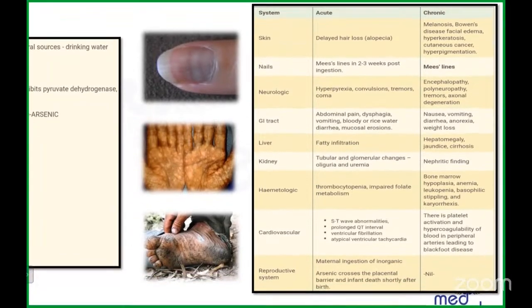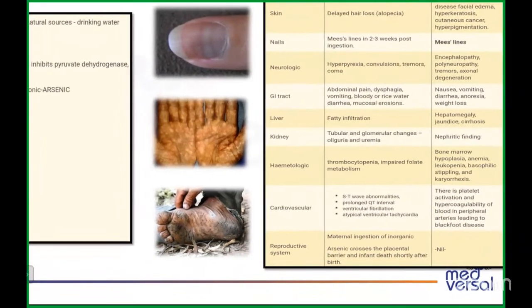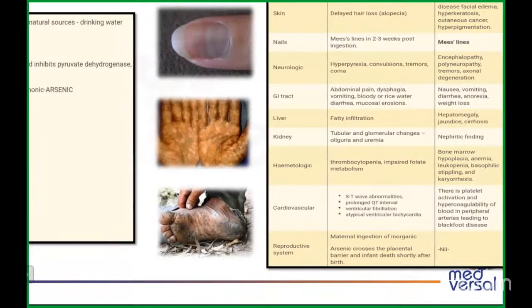Coming to the cardiovascular effects, this is something I want you to know: what is the cause of Blackfoot disease? As I said, Blackfoot disease is due to intense vasoconstriction. It is due to hypercoagulability of the blood in the peripheral arteries due to platelet activation. Any kind of hyperpigmentation, any kind of vasoconstriction is only going to build up over time. So all of these are chronic effects of arsenic poisoning. In the acute effects, you mainly find QT interval changes or ST wave abnormalities. That is what you find.